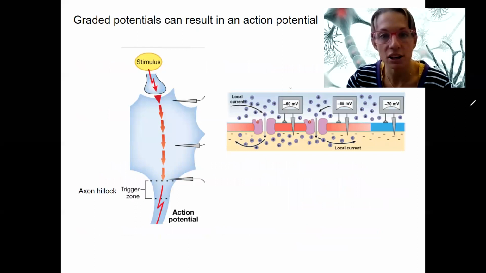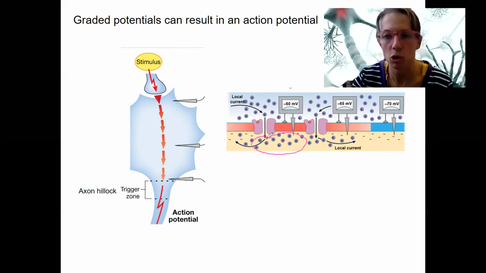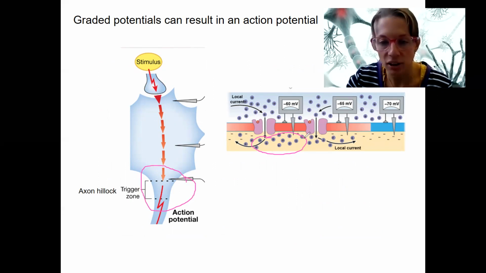So just to remind you, gradient potentials can result in an action potential. A stimulus occurring at the cell body or dendrite results in the passive flow of currents along the body of the neuron. This passive flow is what's shown here, these positive ions that are just flowing locally inside the cell. If they reach the trigger zone, the axon hillock, and are still in substantial quantity, then that can cause an action potential due to these local currents that are ion movement inside the cell.